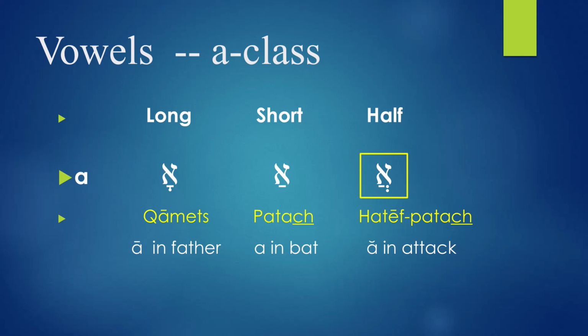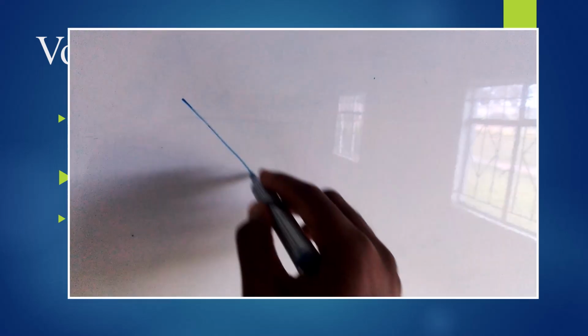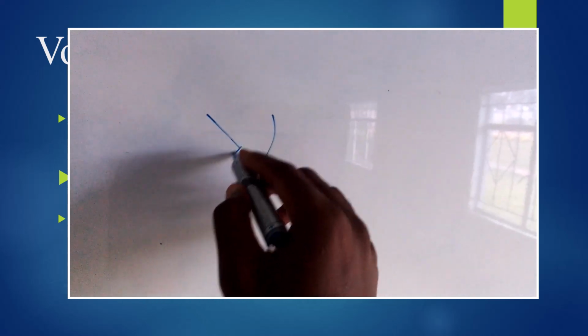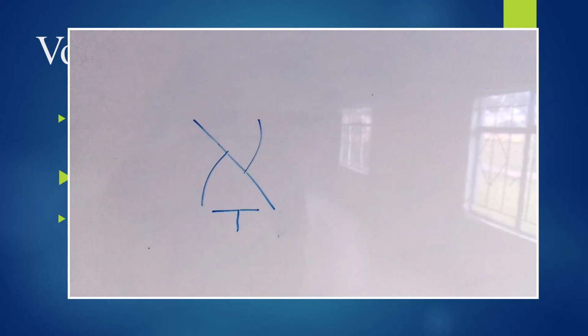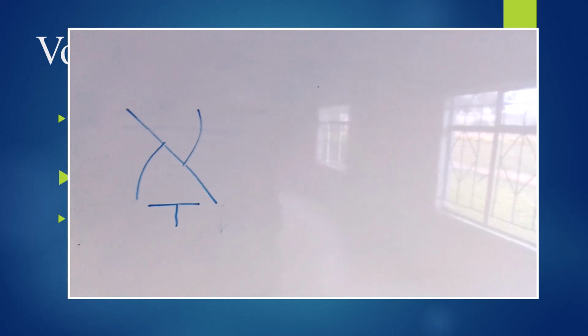And the hatef patach also has a sound. Remember, we're talking about the A class vowels. And when we talk about the A class vowels, we're simply talking about the vowels that have an a sound. So this compound vowel here has an a sound, only that it's a shorter a, as in the word attack. That's a shorter a sound. So these are the A class vowels. So here is how the 3 are written. Here is how kamets is written. You have a line and a line that is coming down.